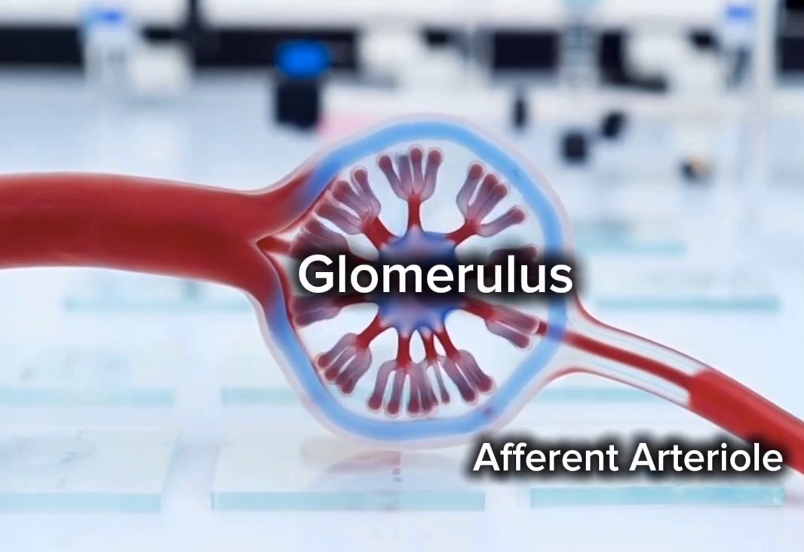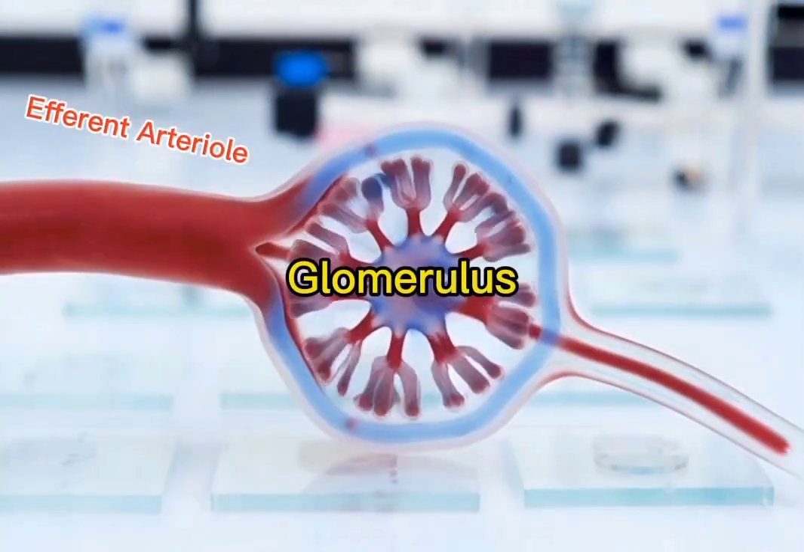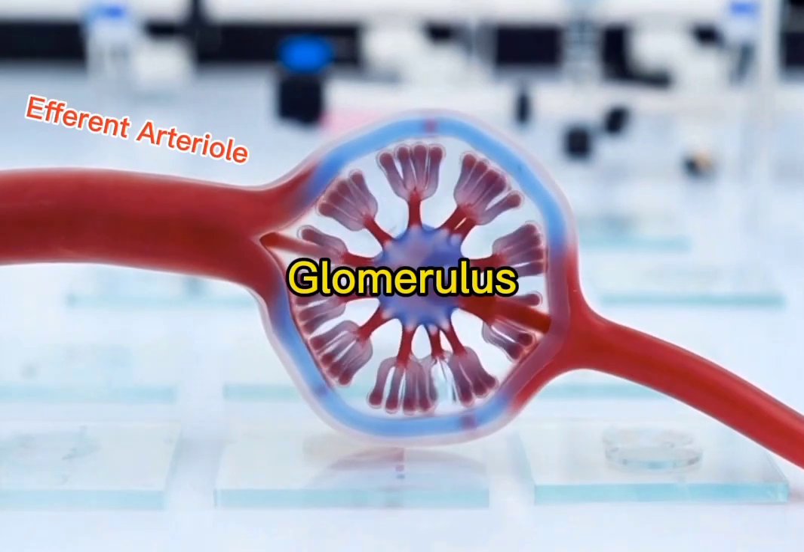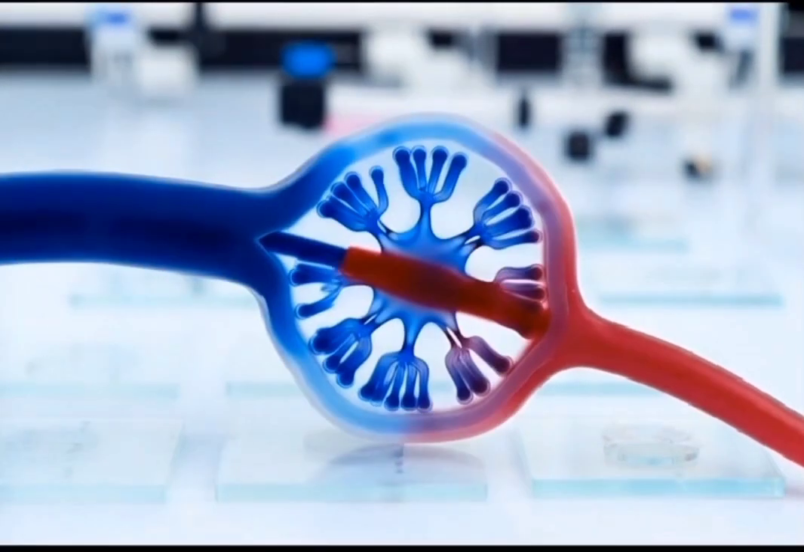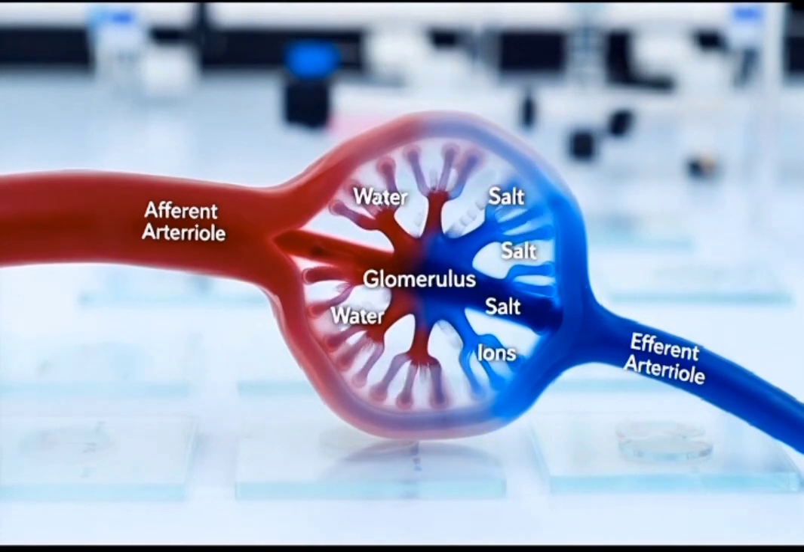Blood enters the glomerulus through the afferent arteriole. Blood exits through the efferent arteriole. High pressure forces small molecules out of the blood from the glomerulus to Bowman's capsule.